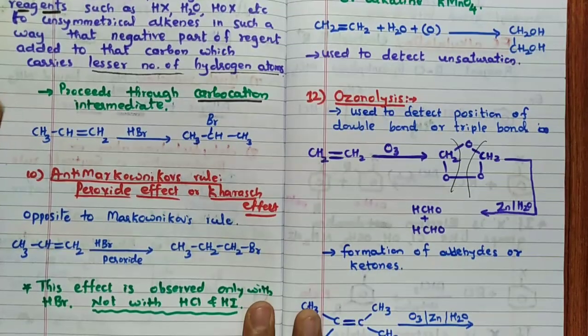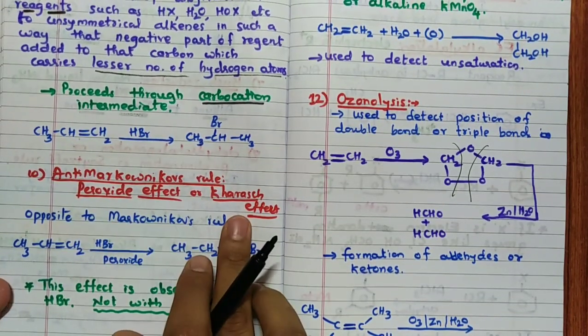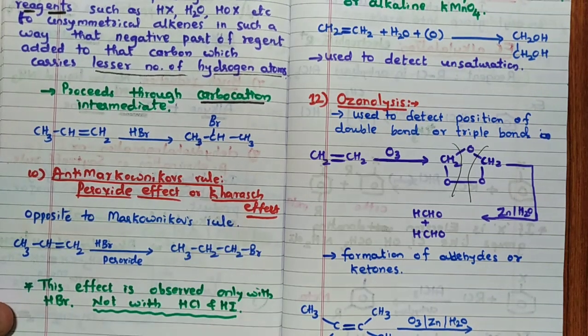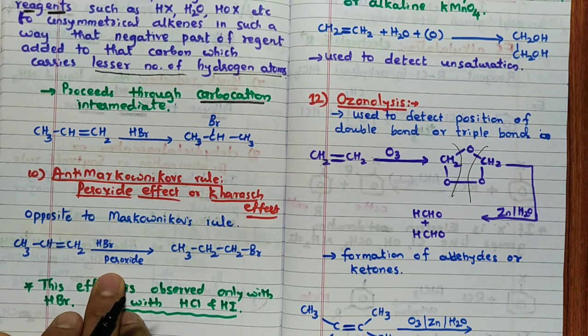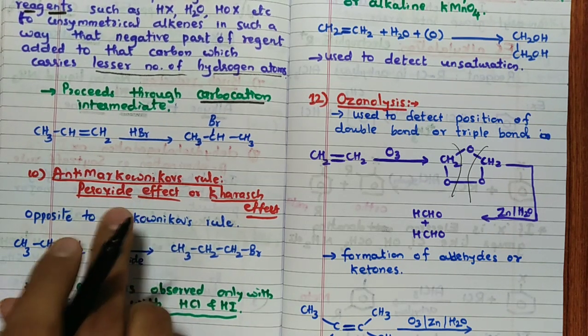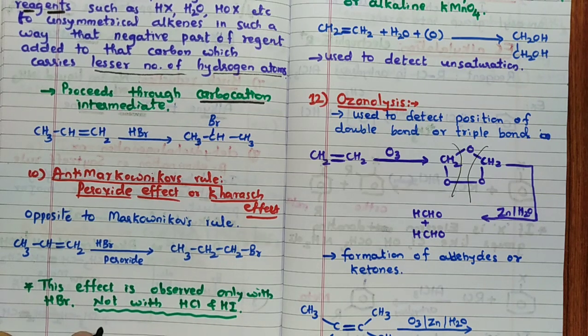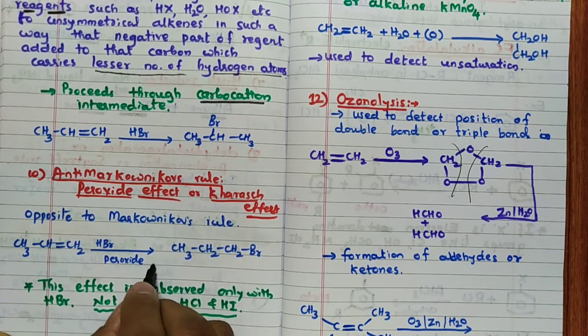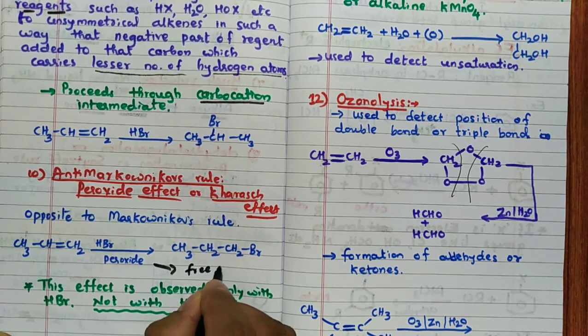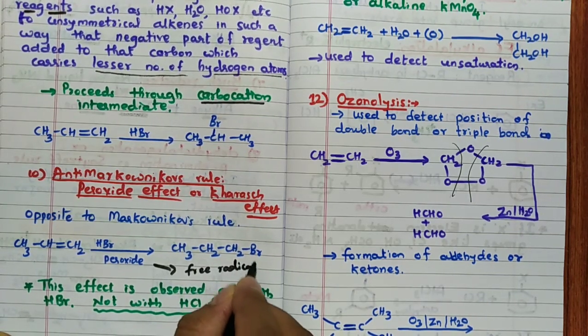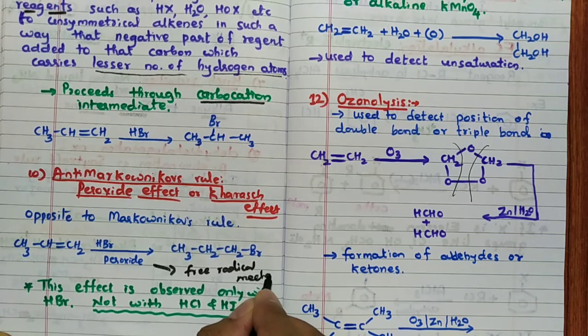Then anti-Markovnikov's rule, which you can also call the peroxide effect or Kharasch effect. Now what happens is, if I use peroxide in the same reaction, it will catalyze the reaction through a free radical mechanism. Remember, this follows the free radical mechanism.